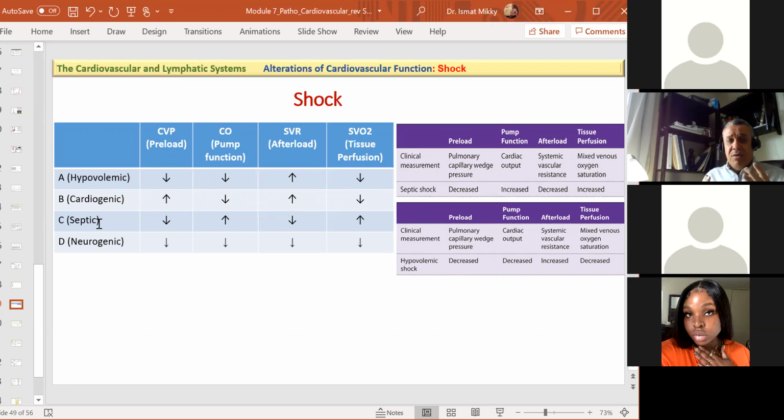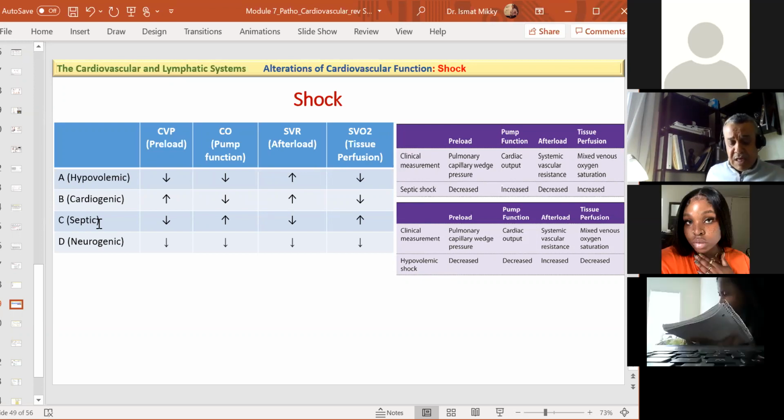It may sound complicated or confusing, but you have to really go into the pathophysiology of each of the four different types of shock to figure out why the CVP, cardiac output, SVR and SVO2 would be altered, either increased or decreased.